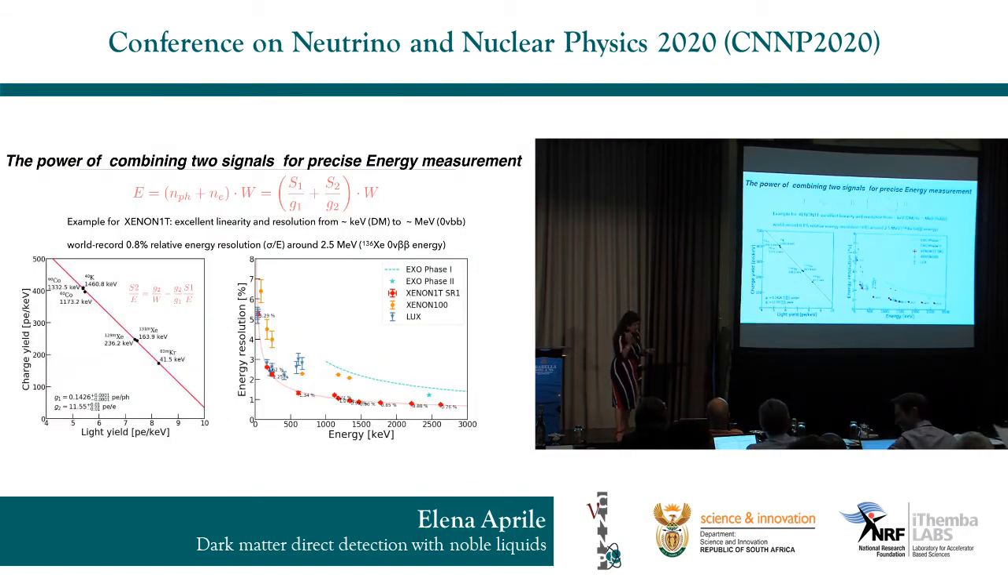The power of combining the signals was already mentioned in the EXO effort. By using simultaneous detection and combining the two signals, we get a much better energy measurement. And in fact, these are the results from XENON1T, where we show an excellent linearity and resolution from keV to MeV, with an energy resolution at the 136Xe double beta decay energy at 2.5 MeV which is better than 1%. So this is competing, but it's a nice proof that these two signals are really powerful in measuring the energy of the particle, as has been done in XENON1T.